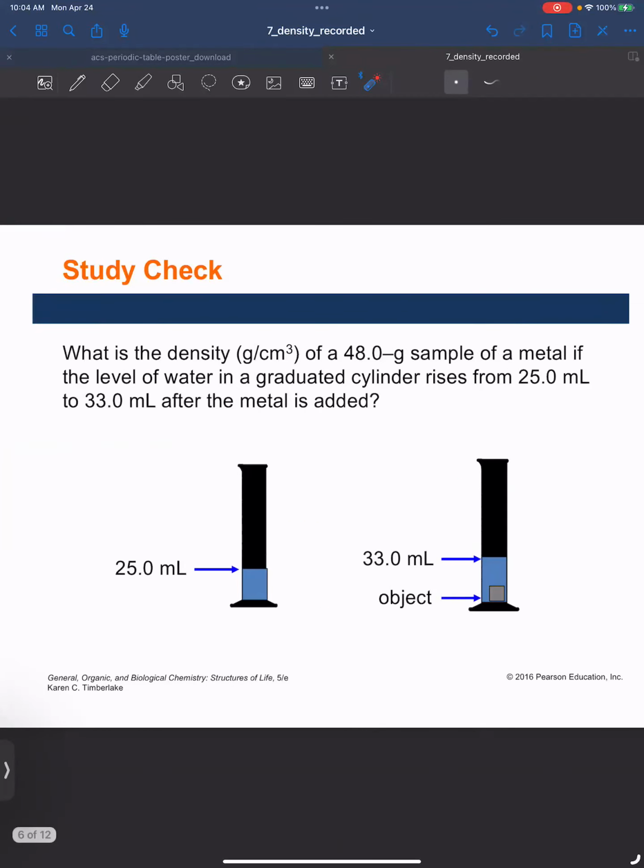Now go ahead and pause the video, try the study check on your own, and come back and check your answer with me. All right, what is the density of a 48-gram sample of a metal if the level of water in the graduated cylinder rises from 25 milliliters to 33 milliliters after the metal is added?